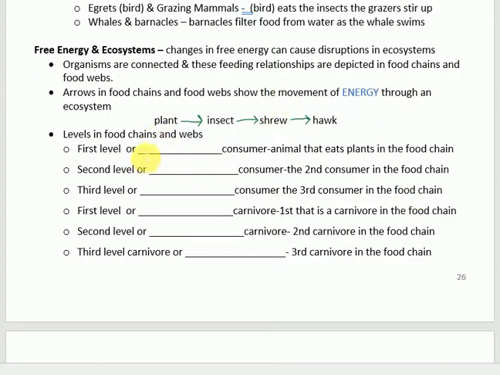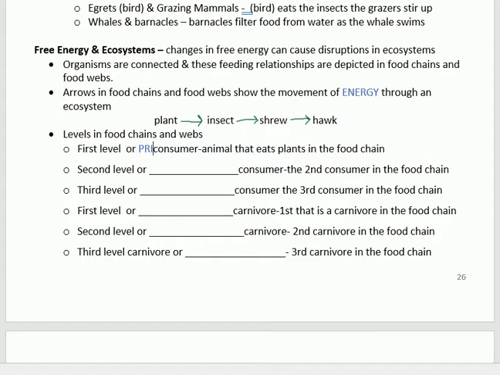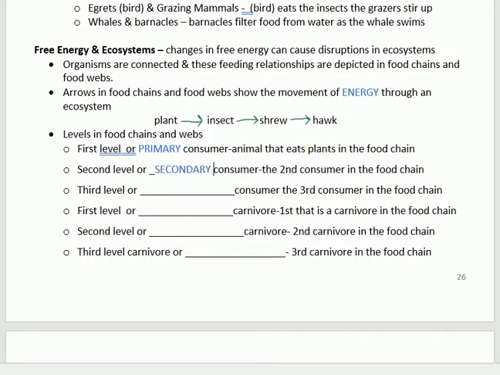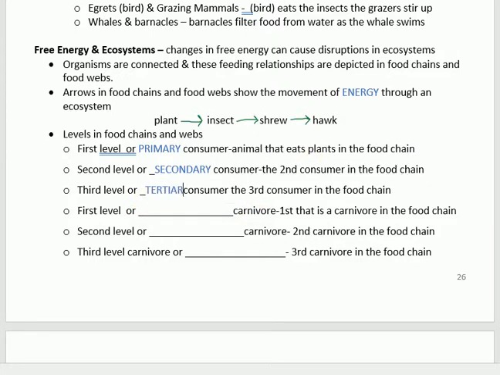So there are different levels in food webs and food chains. The first one is called the primary consumer, and it's the animal that is going to eat the plants. And then we have a secondary consumer, and obviously that's the second consumer in the food chain. And then we have a third level, which is called the tertiary consumer.